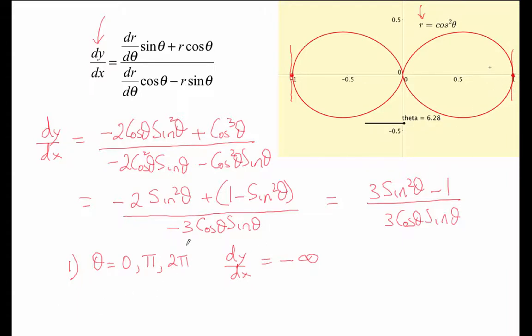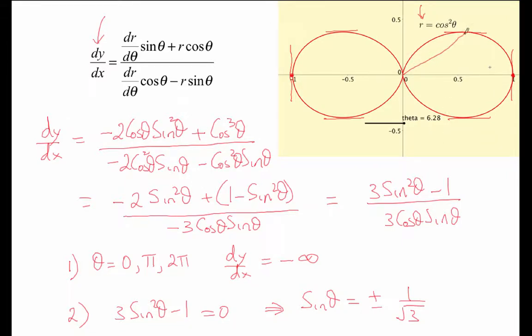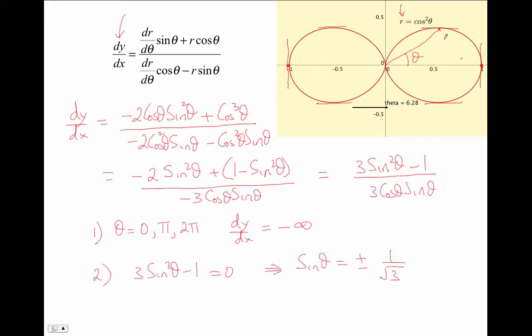What about at, let's say, a point where the slope is 0? Then we'll have 3 sine squared theta minus 1 equal to 0. And that means sine theta will be plus or minus 1 over square root of 3. So these are the points where the slope is 0. So here, here, here, and here. The angle theta, which has sine equal to 1 over square root of 3, is, for example, this one over here. This is simply to check that the formula we derived actually makes sense.